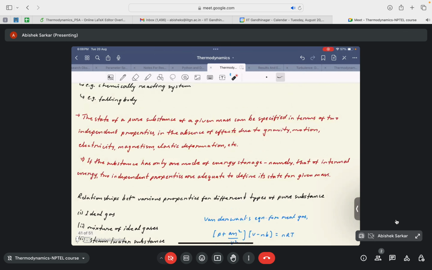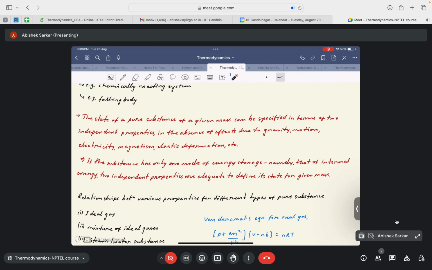This statement is again important: the state of a pure substance of a given mass can be specified in terms of two independent properties, in the absence of effects due to gravity, motion, electricity, magnetism, and inelastic deformation. We discussed that in the case of single phase systems, we needed only two independent properties to completely define the state of the system. Similarly, in the case of a pure substance, the state can be defined in terms of two independent properties, usually. But there are some instances, for example during phase change, where only one independent property is enough to define the state of a system.